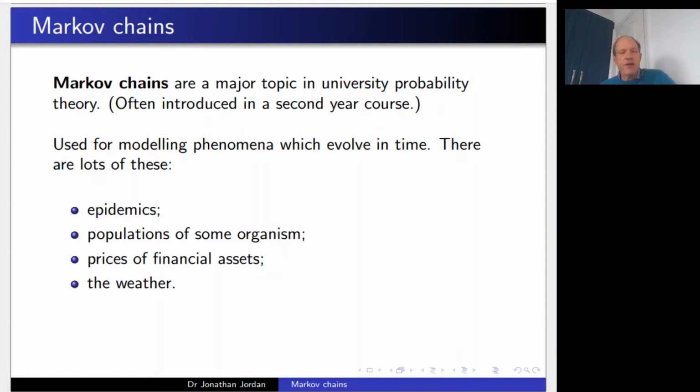There are quite a few other examples, of which there are some on that slide. So there are other biological examples. There are examples from finance. And there are things like the weather. And in fact, Markov chain models of the weather have proved surprisingly useful.